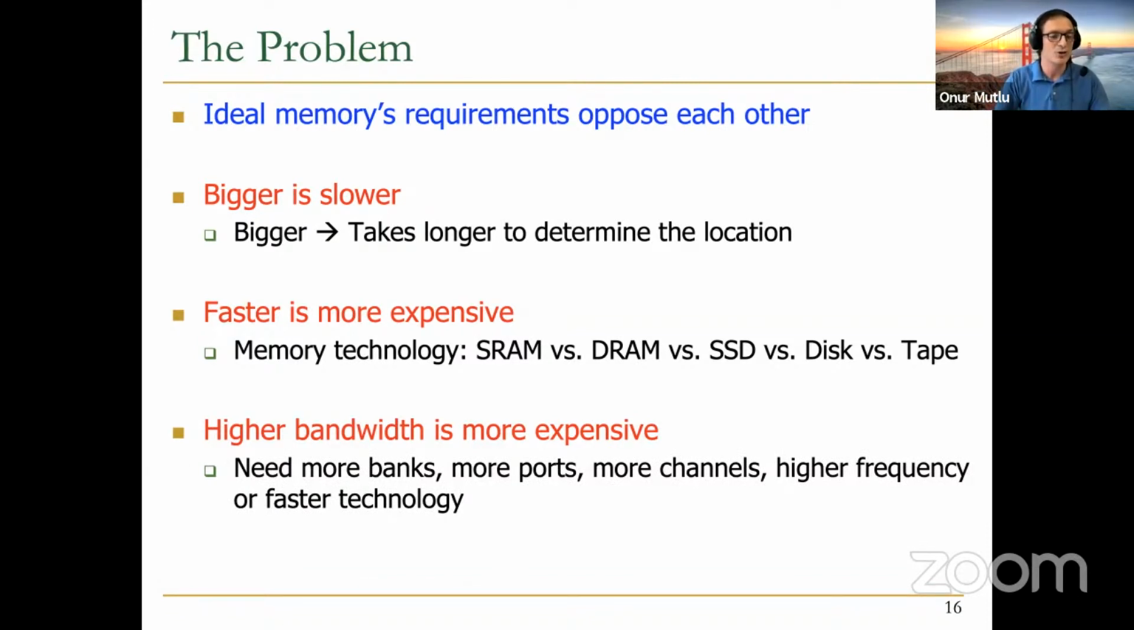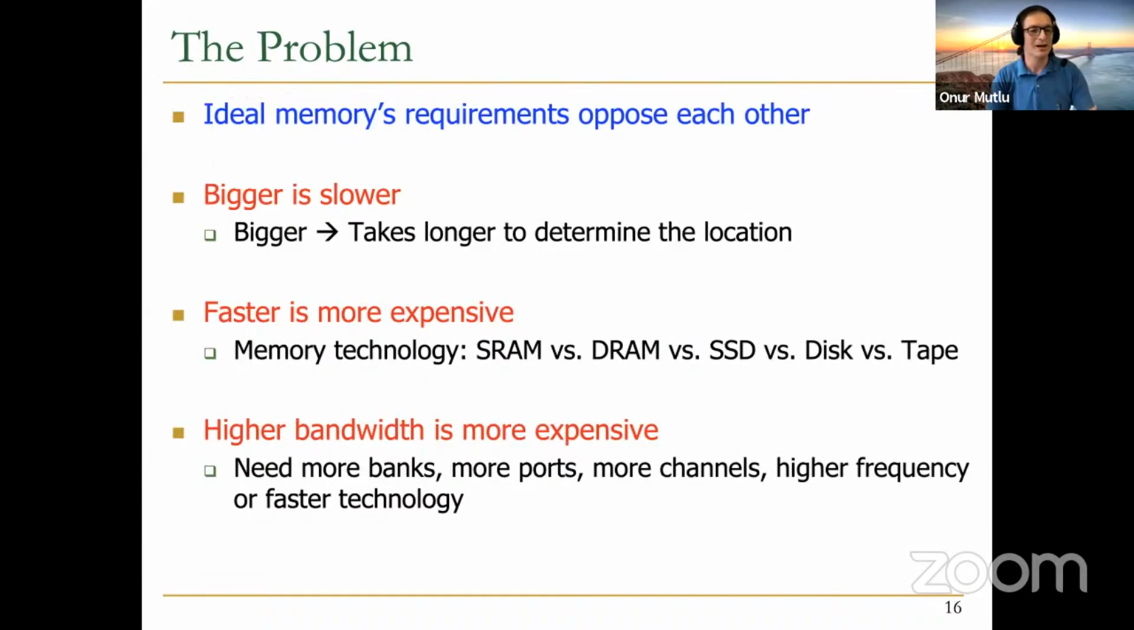If you want to get higher concurrency, higher memory accesses per cycle, you need more banks, more ports, more channels, or higher frequency, or some faster technology that can provide more bits per cycle. And as a result, all of that increases cost as well. So if you want bandwidth, it costs you. Faster can be obtained with other architectural techniques as well, which we're not going to talk about, but that also makes things more expensive because it increases the cost of memory access in terms of cost per bit.